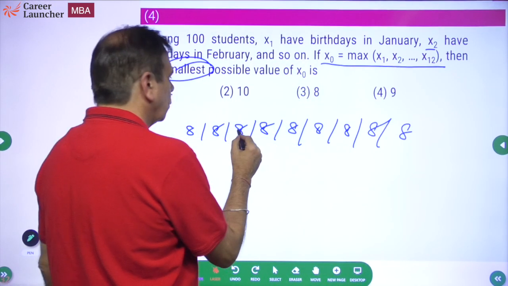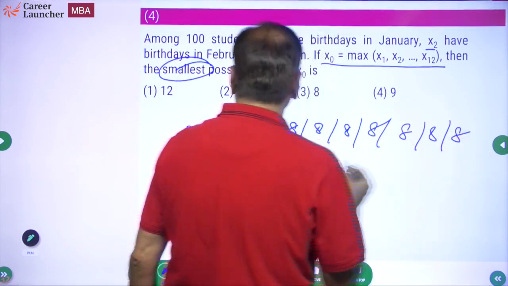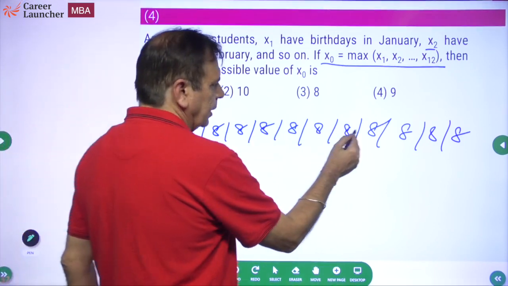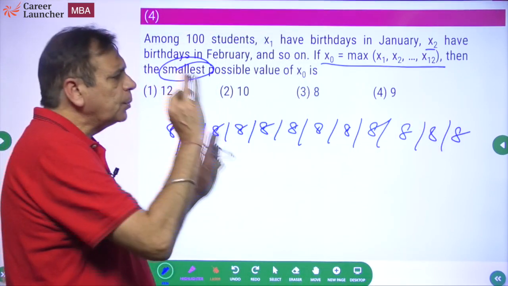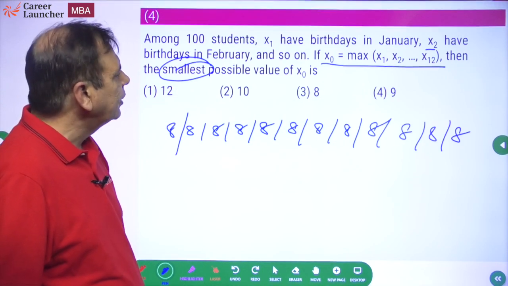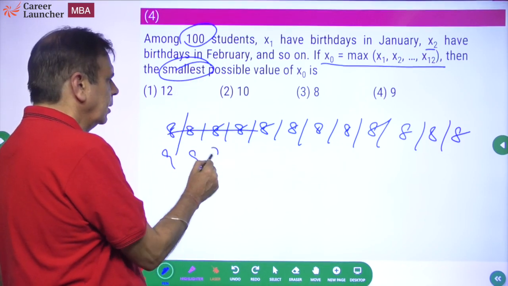How many months? 1, 2, 3, 4, 5, 6, 7, 8, 9, 10, 11, 12. So if each month has only 8 people having birthdays, it becomes 12 times 8, which is 96. But we have 100 people, so 4 months should have 9.